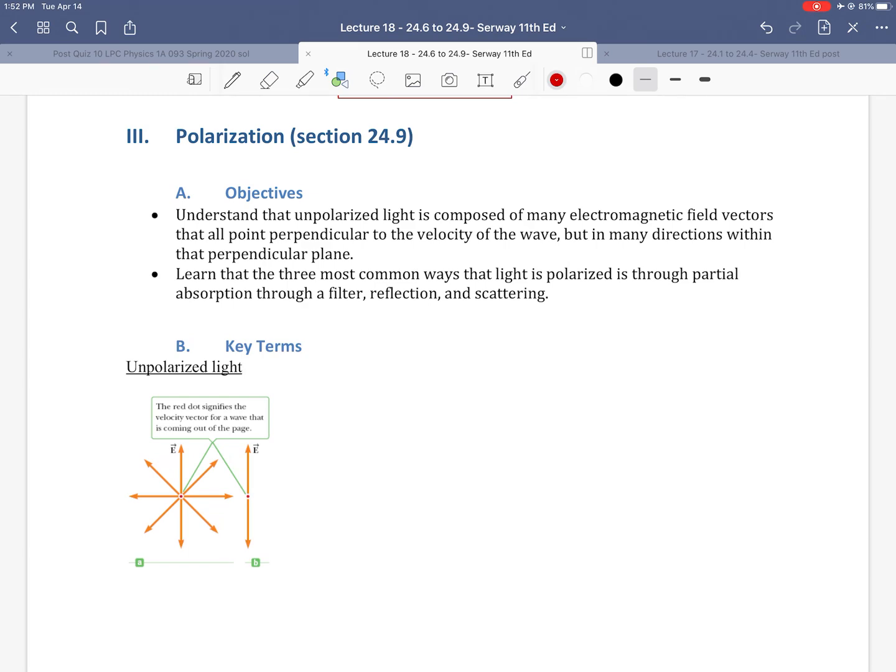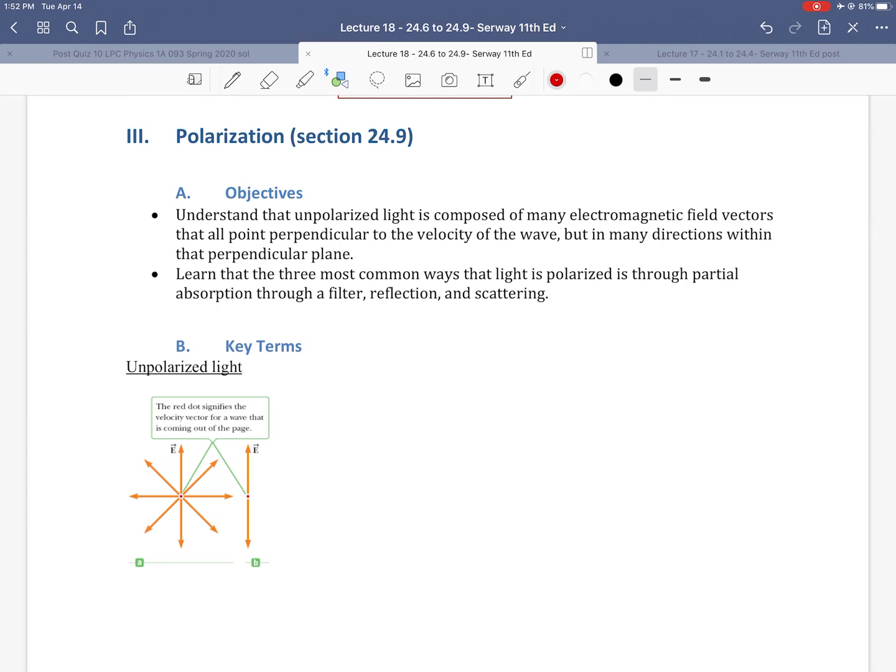We want to understand that unpolarized light is composed of many electromagnetic field vectors that all point perpendicular to the velocity of the wave, but in many directions within that perpendicular plane. And we want to learn that the three most common ways that light is polarized is through partial absorption through a filter, reflection, and scattering. Okay, so we got absorptive, reflective, and scattering based polarization. And that's the kind of having a certain directionality.